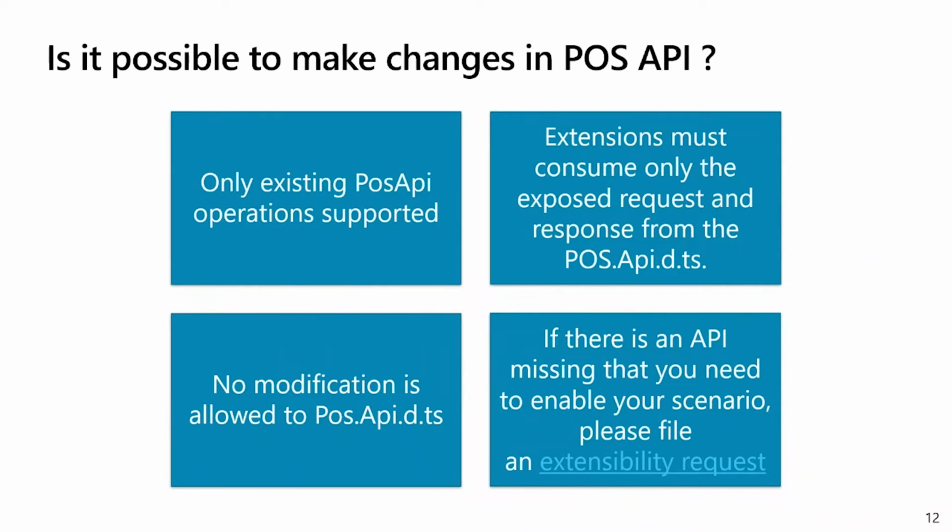It is not possible to make changes in the out-of-the-box POS API library. You can only refer to existing interfaces in the POS API. You can find more details about the interfaces and types in the pos.api.d.ts file. So no modifications are allowed on the pos.api.d.ts file, and extensions must consume only exposed requests and responses in the file.